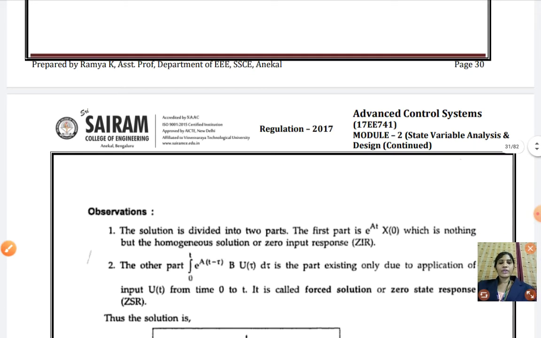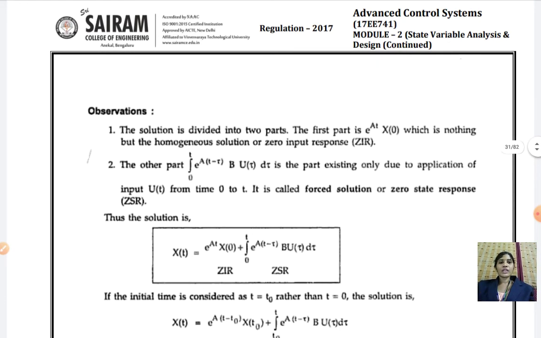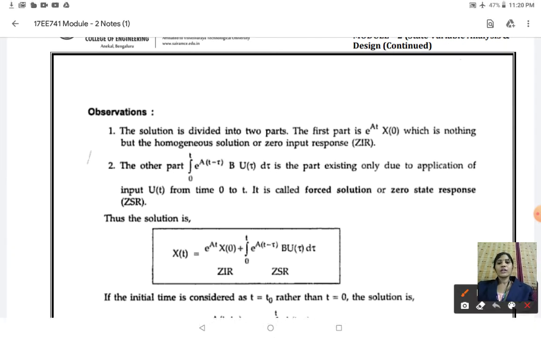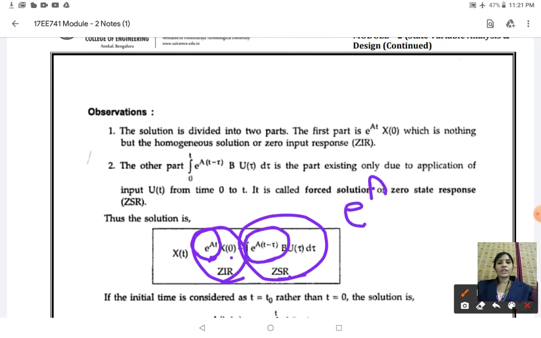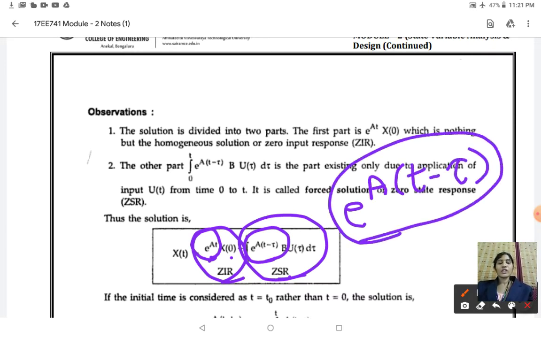The observation made in the non-homogeneous equation is that two solutions are obtained: the zero input response and the zero state response. The formula for the zero input response is e power at x of 0, where e power at is the state transition matrix and x of 0 is the initial condition. In the zero state response, the state transition matrix is e to the power of a into t minus tau. In the zero input response, the state transition matrix is e to the power of at.